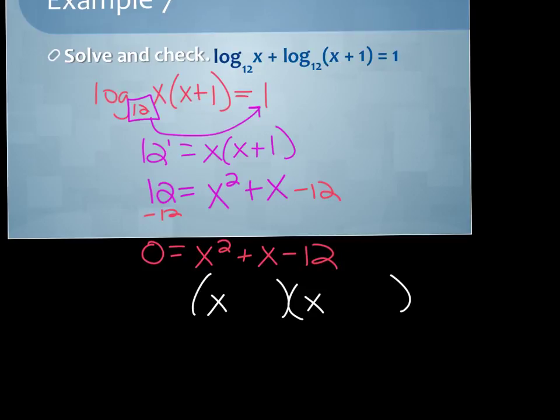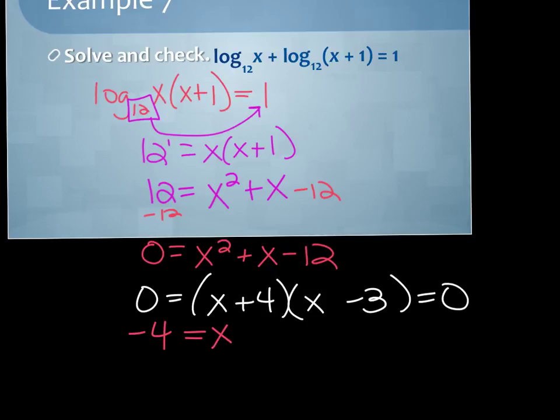So what are the factors of negative 12 that sum to positive 1? Good. Positive 4, negative 3. Which means I set each of these equal to 0, and I get x equals negative 4 and x equals positive 3.